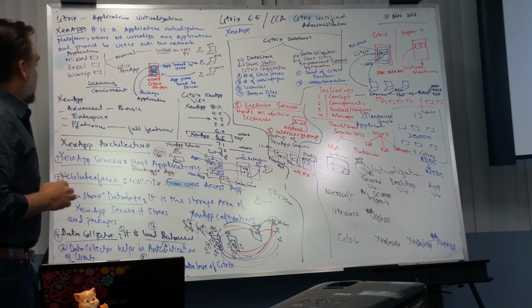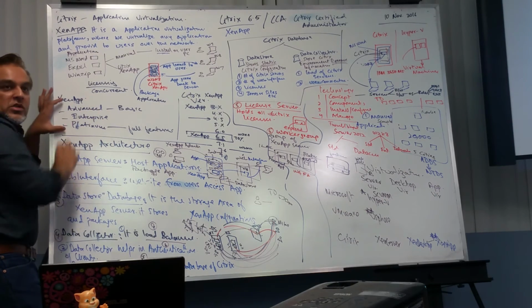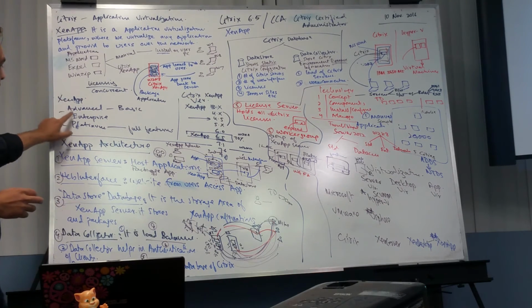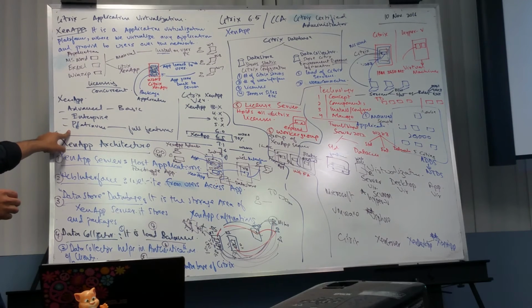Now, Citrix comes in 3 different versions. What is the first one? Advanced. Second one? Enterprise. Third one? Platinum.